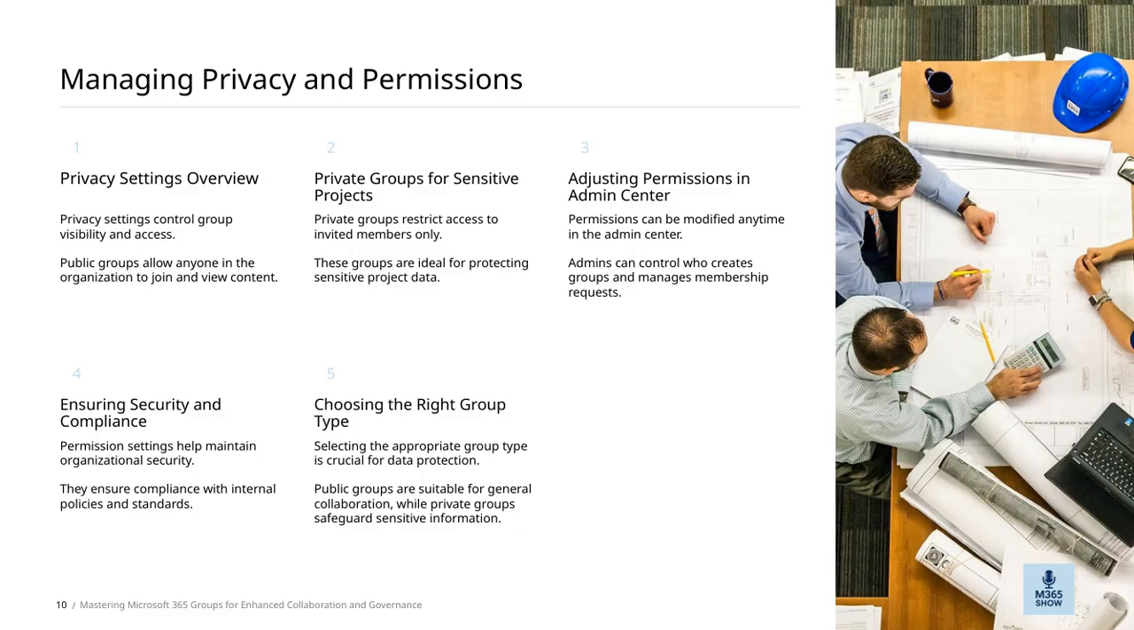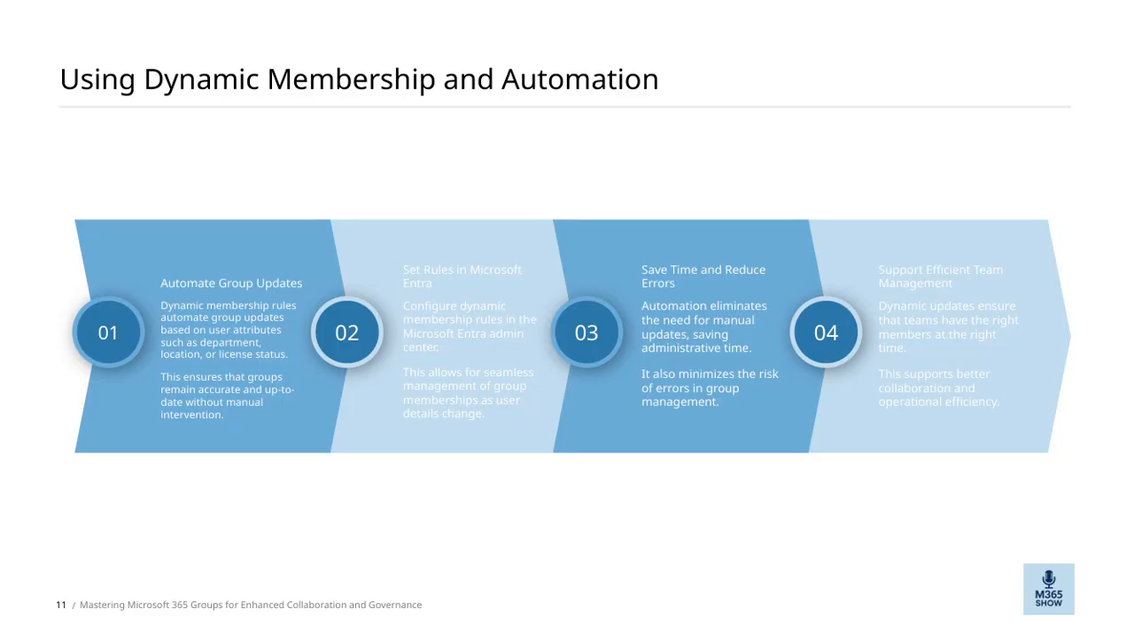Public groups are open for anyone in the organization to join and see what's inside, while private groups keep things restricted, ensuring only authorized members can access the content. By understanding and applying these settings thoughtfully, we can foster collaboration without compromising security. Now, let's talk about how dynamic membership and automation can really elevate your collaboration and governance.